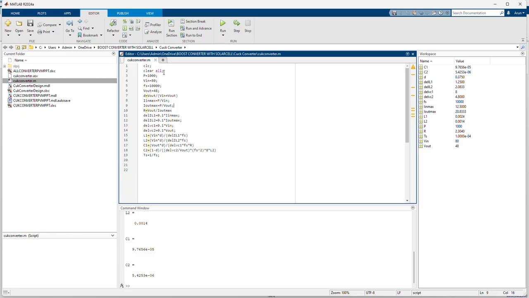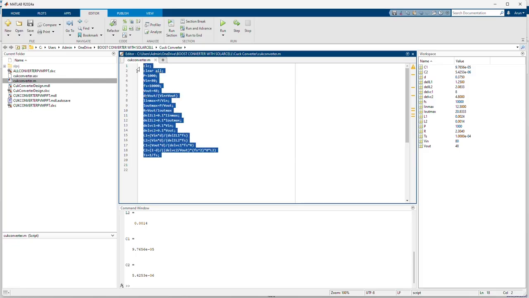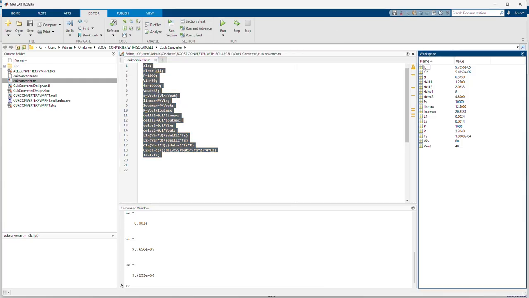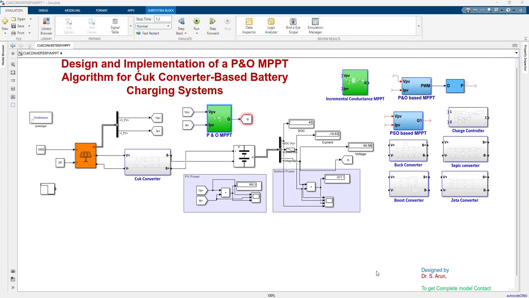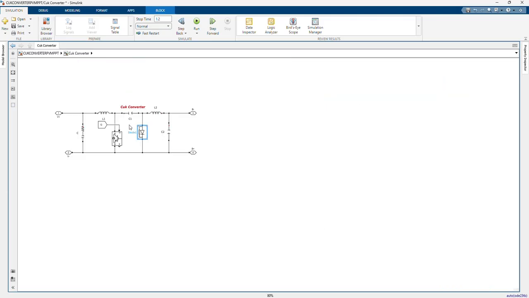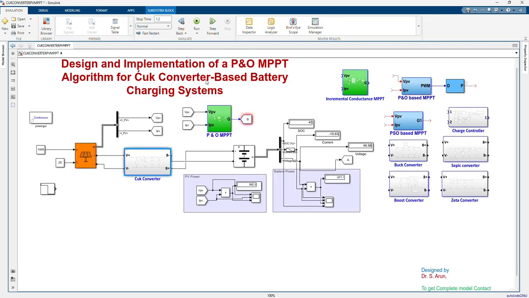So we choose the maximum power equal to 1 kilowatt. Then the input is equal to 80. I choose a switching frequency of 10 kilohertz and the output voltage is 48. And also we designed L1, L2, C1, C2. This is what we already discussed about how to design a Cuk converter in previous videos. Okay, and then we get C1, C2. I call all the values through call functions. So we are getting L1, C1, L2, C2.